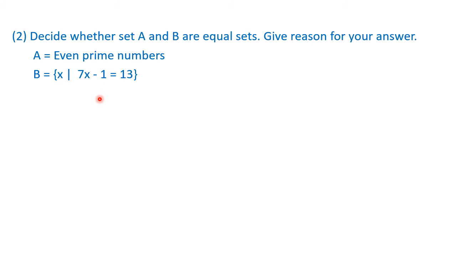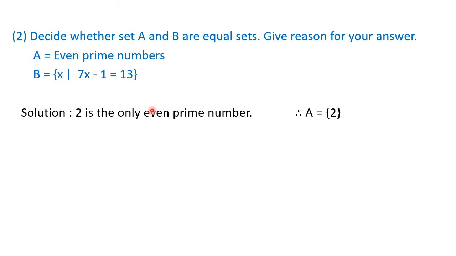Now first of all we have to write them in the listing method. So first is set A, that is even prime numbers. We know that 2 is the only even prime number, and therefore set A contains only one element, that is 2. Now in set B the equation is given, 7x minus 1 is equal to 13. So we have to solve that. 7x minus 1 is equal to 13. Therefore we can write down 7x is equal to 14. See, this minus 1 is shifted here. So 13 plus 1 is 14. And from that we can write down x is equal to 2. And therefore set B again contains only one element, that is 2.